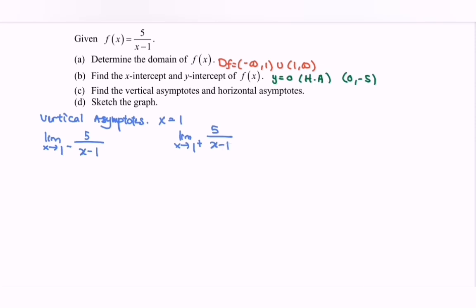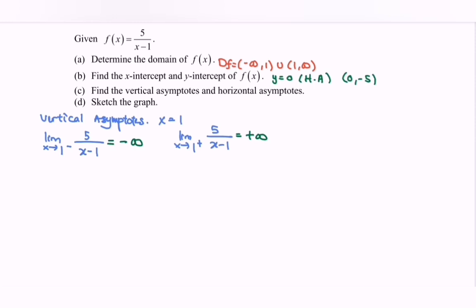So let's say we had a value from the left approaching the 1, which will be 0.99999. If we substitute, we will have the situation 5 will be positive, and then we have 0.9999 minus 1, which will give a very small value. So we will have negative infinity. Continue. When x approaching 1 from the right, we will have the value 1.00001. So for this part, we will have positive infinity. So the vertical asymptote is x is equal to 1.